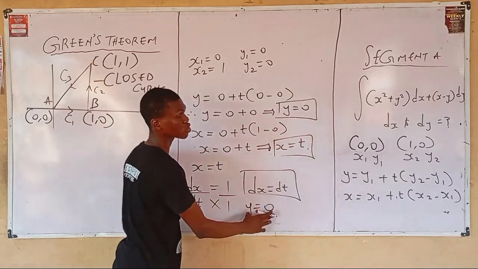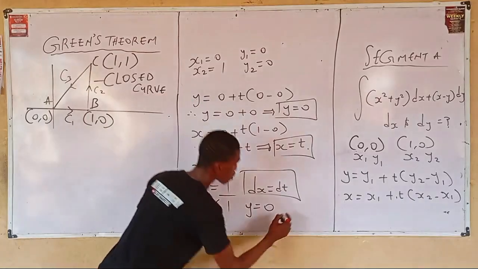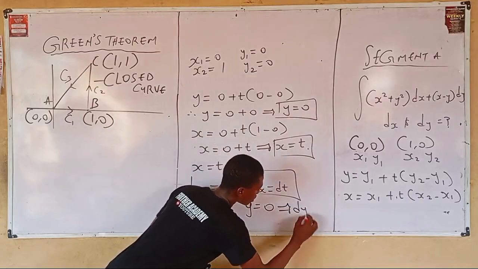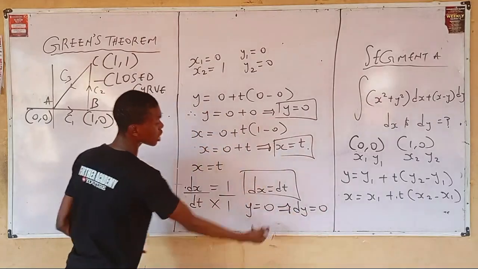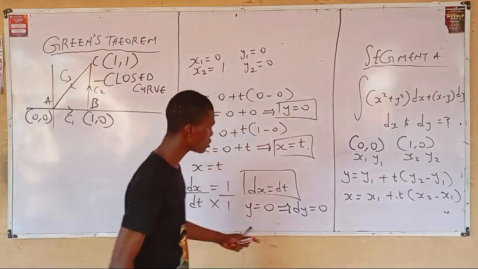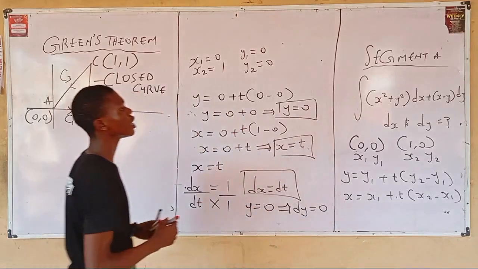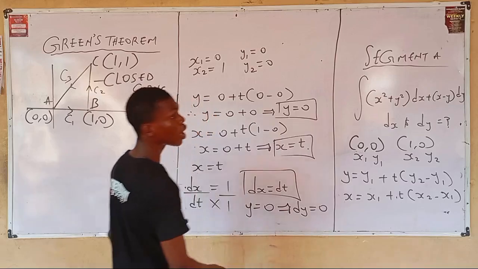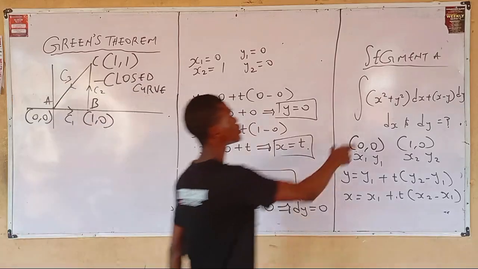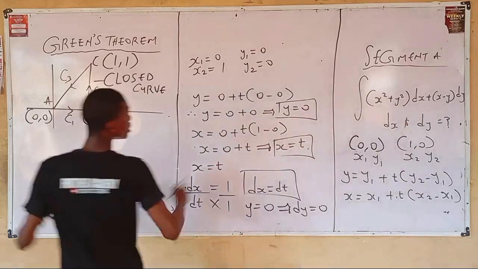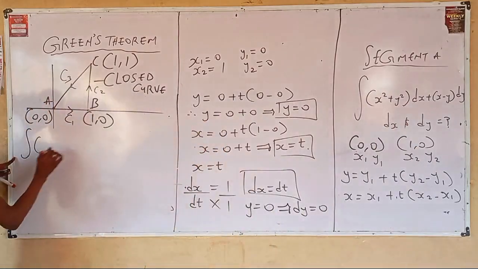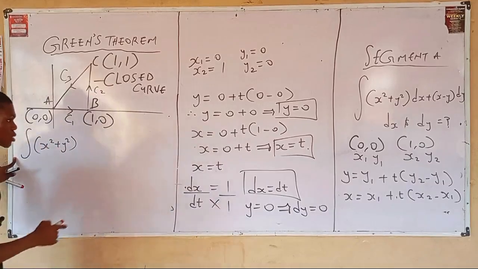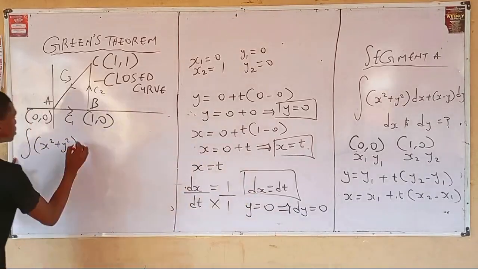Now, by the time you differentiate, you want to get dy. The dy is equal to 0, because there's nothing I want to differentiate here. Y equals 0, so dy equals 0. Now, from here, I've gotten the dy and the dx. Let's substitute. Still on segment A, my line integral all into bracket x squared plus y squared. In place of the x, I have the t.